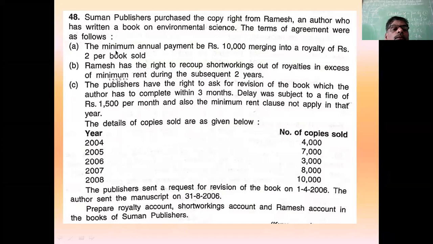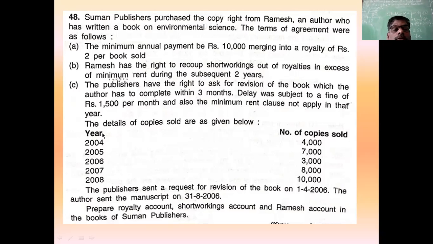So remember, the first point is minimum rent is 10,000. The rate of royalty is 2 rupees per book sold, and the recoupment period is next 2 years. And for delay in revision, there is a 1,500 rupee per month penalty to the author, not to the lessee. Remember this point: it is a penalty to the author, and minimum rent will not be applicable in that year.